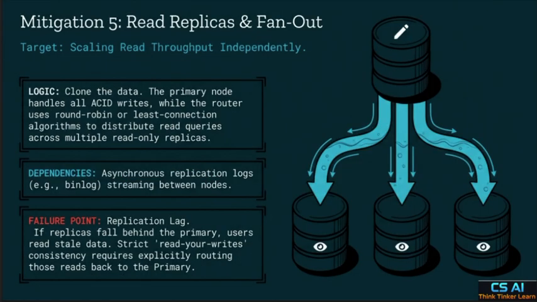To scale read throughput independently, we use read replicas. We clone the data. The primary node handles all ACID writes, while the router distributes reads across multiple read-only copies. The danger here is replication lag. If the replicas fall behind, users see stale data. If you need strict read-your-writes consistency, you must route those specific users back to the primary node temporarily.